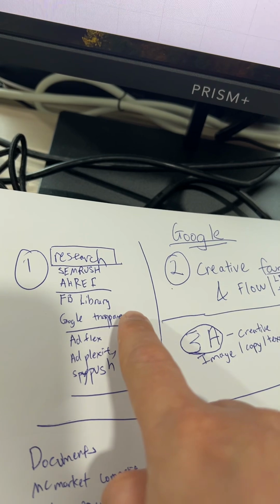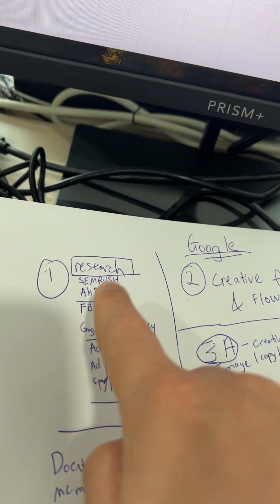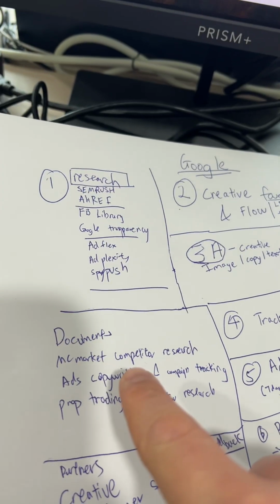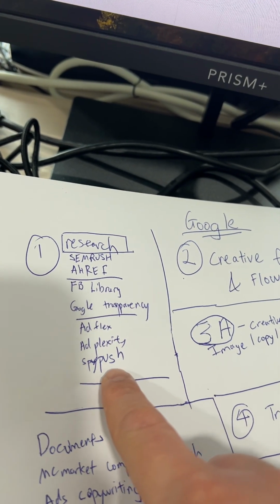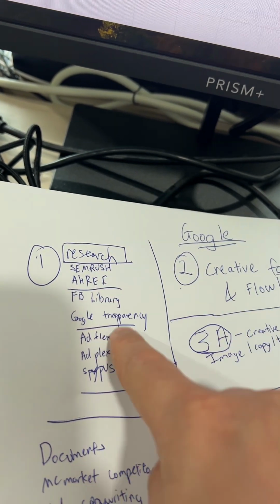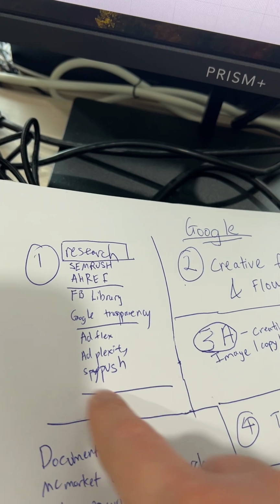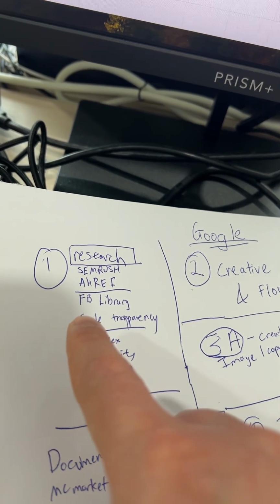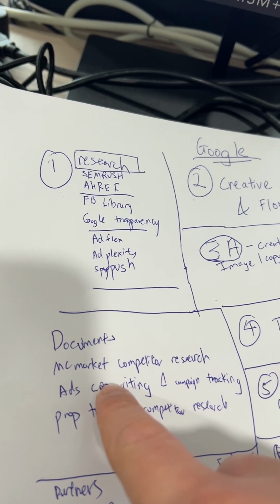So at the end of every one or two weeks, let's say every week, we would go through the tools and then update what we see on the documents, which is here. Then there are also spy tools like AdFlex, Adplexity, and SpyPush. All these are paid subscriptions, so the research team needs to update it. Once this is done, this information will be available as these documents.